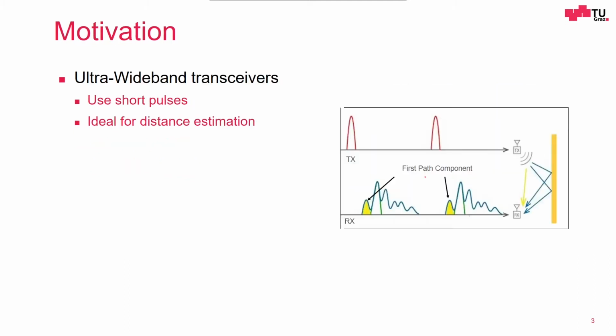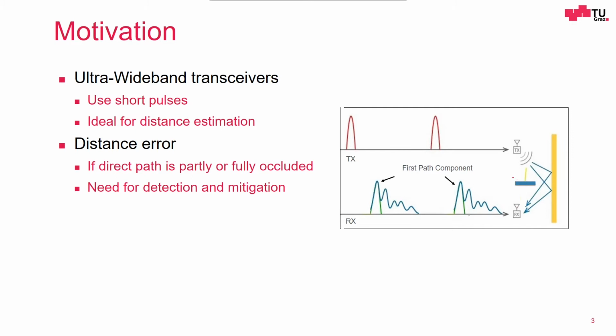Ultra-wideband transceivers achieve this by using a very high bandwidth for communication and therefore being able to send very short pulses. Here on the right side, you can see a transmitter and a receiver, and the transmitter is sending such a short pulse, which is then received by the receiver but quite distorted. What you can see here on the receiver side, the yellow part comes from the direct path component, and in this case is also the first path component. Then the later parts here are the multipath components, which come from reflections of the walls.